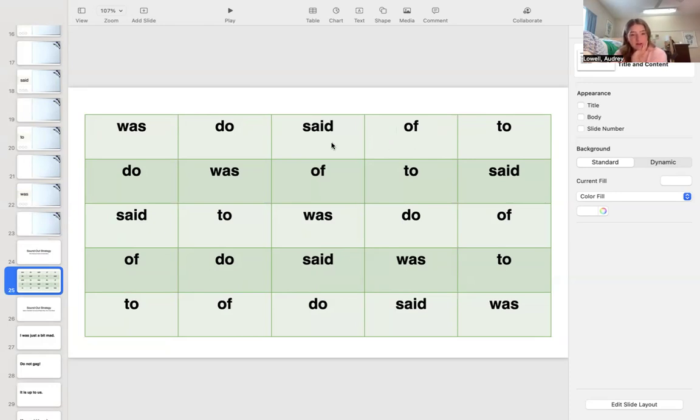Now we're going to practice reading the words. When I point and sweep under the word, I want you to read it out loud. Ready? Do. Was. Of. To. Said. To. Was. Do. Of. Do. Said. Was. To. Of. Do. Said. Was. Awesome job.